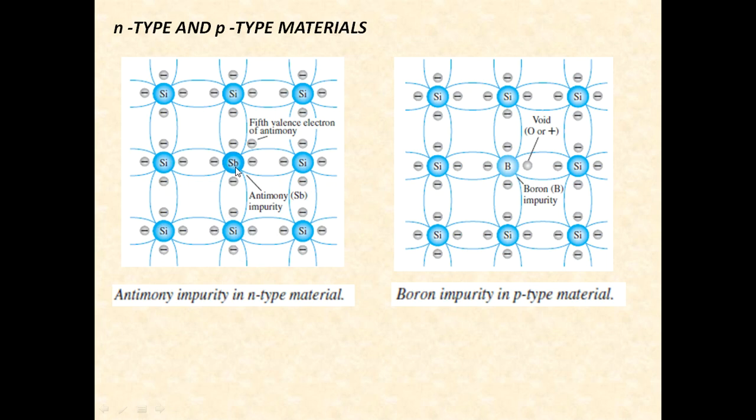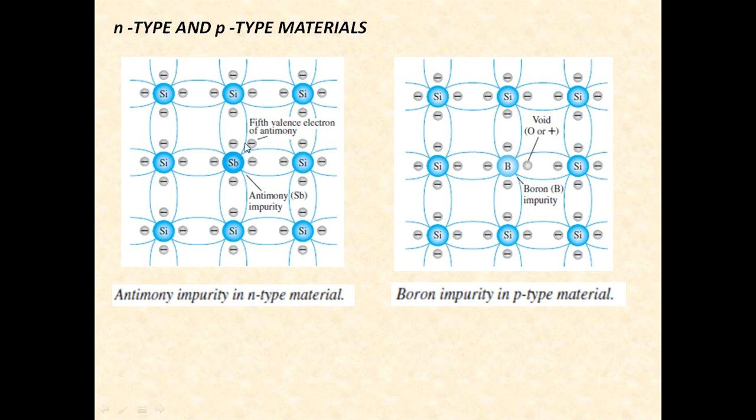SB indicates an antimony atom, so it is being introduced into the silicon crystal, which means the silicon crystal is being doped with an N-type antimony atom. You can very clearly see that antimony is a pentavalent atom, which means there are 5 electrons in the outermost shell, out of which 4 electrons of antimony get involved in the bonding process. This is the first one, second one, third one, and the fourth valence electron of the antimony atom.